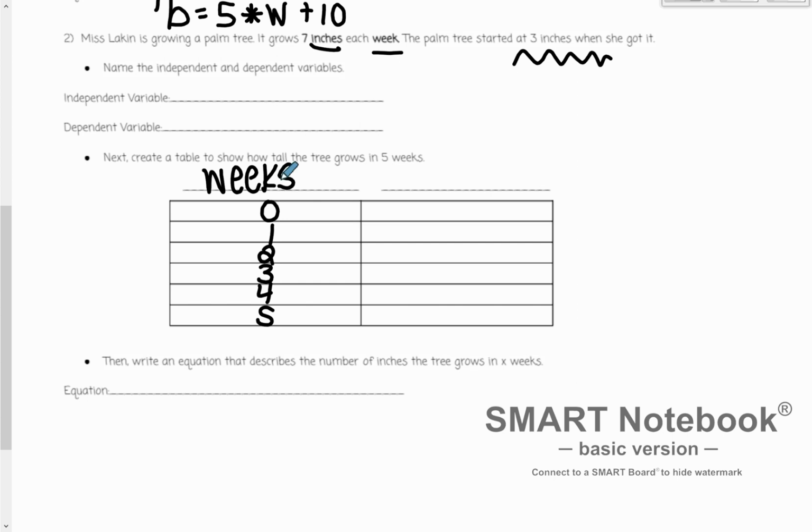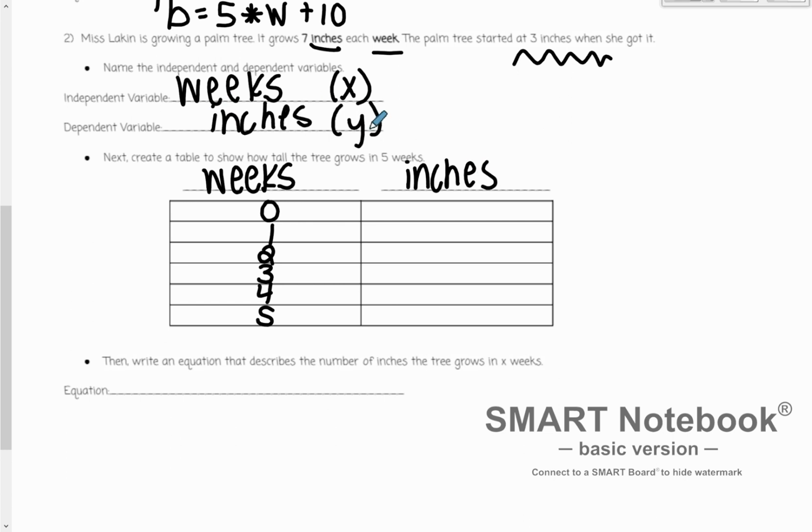Most of the time, if you have weeks, minutes, months, that is usually your independent variable because that's what we're usually counting by to see how much it changes. Just for a little hint. Remember, our independent variable is always x, so I'm just going to keep that there too. So then inches would be our dependent variable, which again is our y.